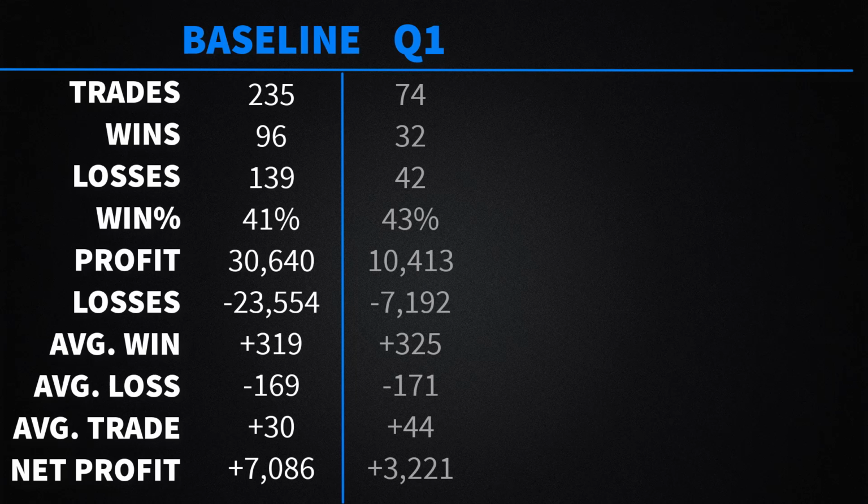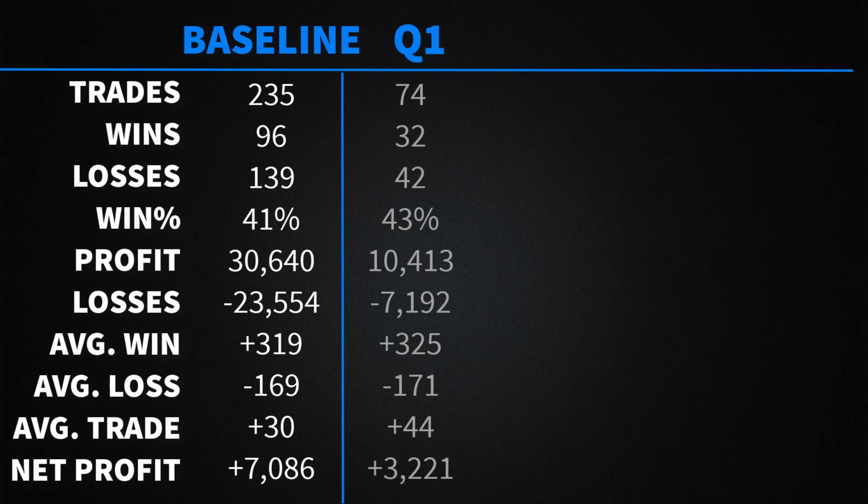However, if you look at wins and losses, it didn't really make too much of a difference. It filtered out a lot of trades, but it filtered out just as many wins as losses, as the win percentage only went from 41% to 43%. And you can look at the profit and whatnot as well. The average win was up. The average loss was also up. The average trade was up. But because the frequency was lower, it actually didn't produce as much as the baseline test.